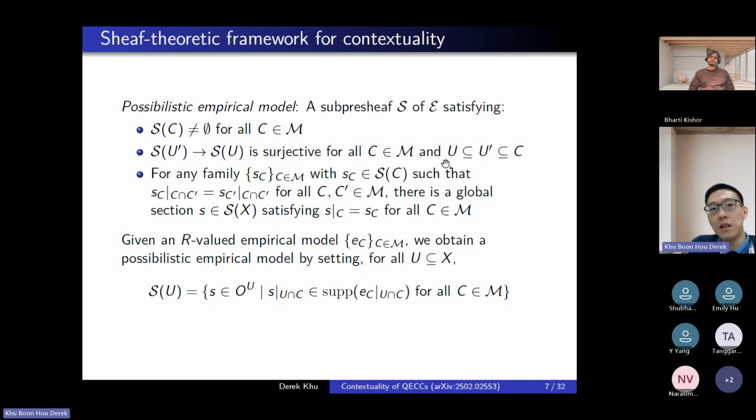And yeah, so this definition of a sheaf-theoretic framework for contextuality actually came from an earlier paper by Abramsky and a couple others. Basically, they came up with this definition and distilled these three as the key parts of the definition that we need. And so finally, if we have an R-valued empirical model, we can also obtain a possibilistic model by choosing the sections such that anything which is supported on the model would be considered possible, and anything which is not would be considered impossible.